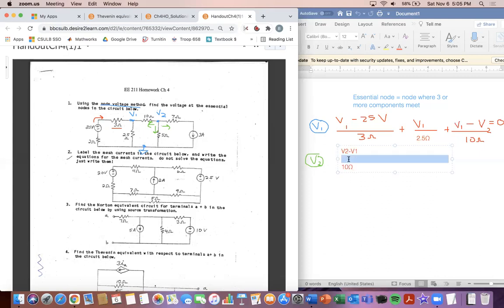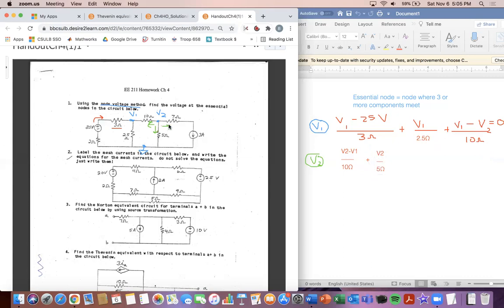And then for the next one, this down arrow, we have V2 minus 0, because it goes to the reference, all over 5. So V2 minus 0, I'm just going to say V2 all over 5 ohms.